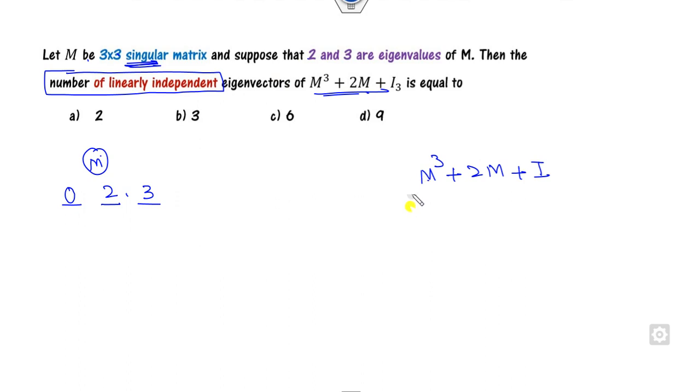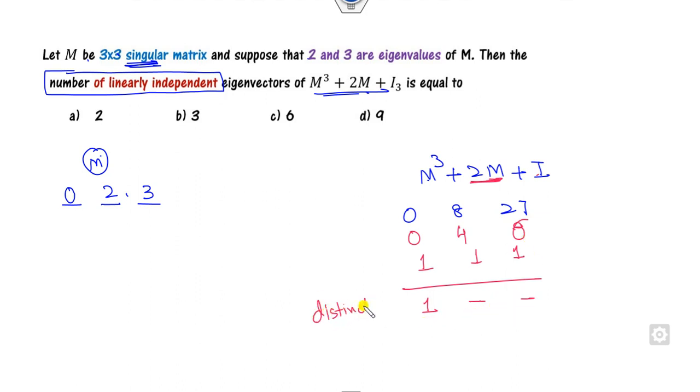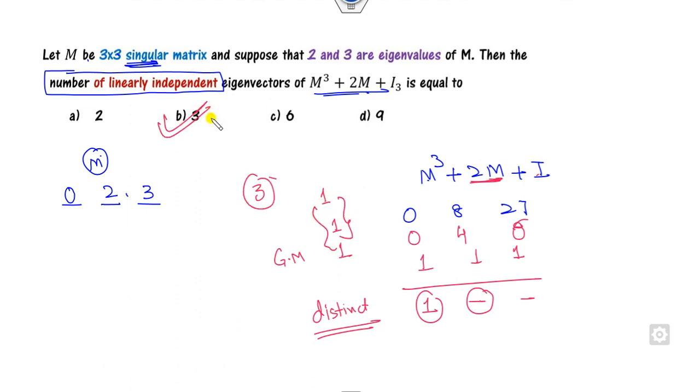What are the eigenvalues of M cube? 0, 8, 27. What are the eigenvalues of 2M? 0, 4, 6. What are the eigenvalues of the identity? Now if you add them, clearly all are distinct eigenvalues. So once they are distinct, the geometric multiplicity corresponding to this is 1, the geometric multiplicity of this is 1, this is 1. So what will be the sum? The sum is 3, the right answer.